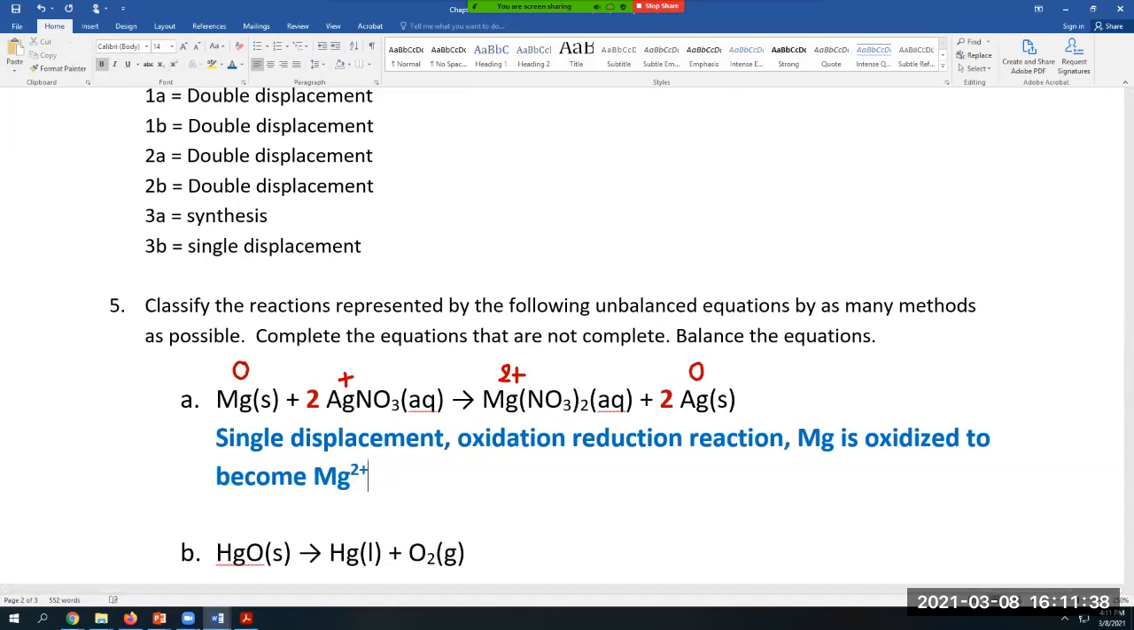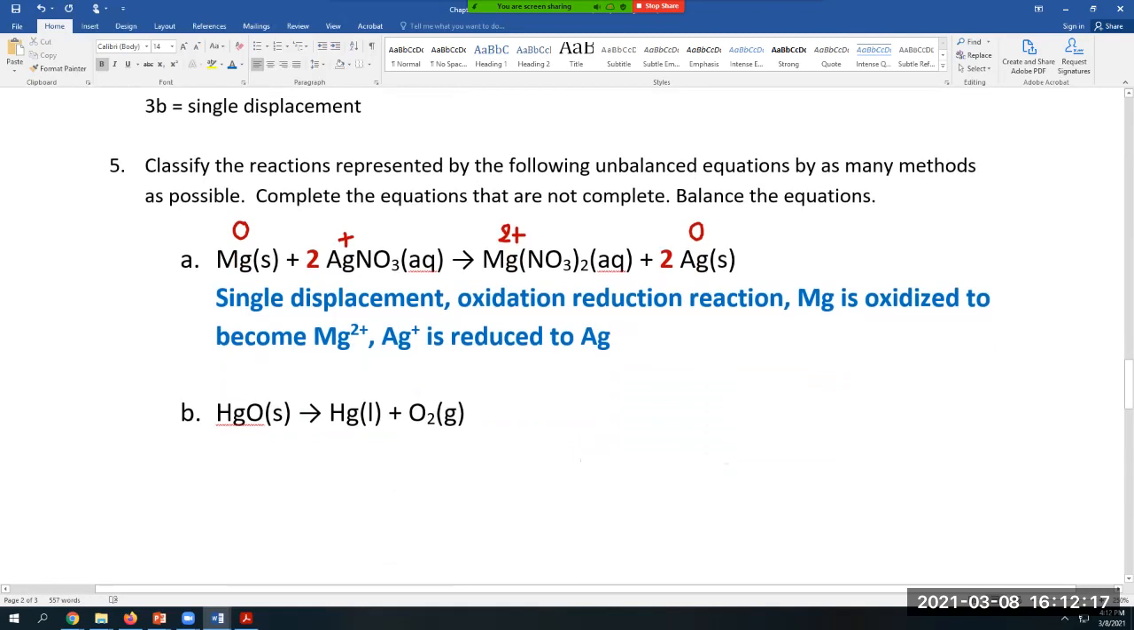And then the other one, silver. Silver was silver plus at first, right? Silver plus in the nitrate. Silver plus is reduced to silver, the elemental silver. So it gained an electron, right? Ag plus gained an electron to become Ag with oxidation state 0. So that confirms that it's an oxidation reduction reaction. Let's look at example B.